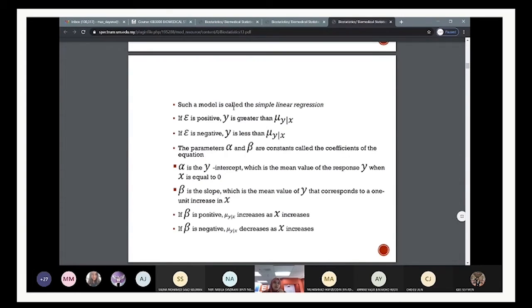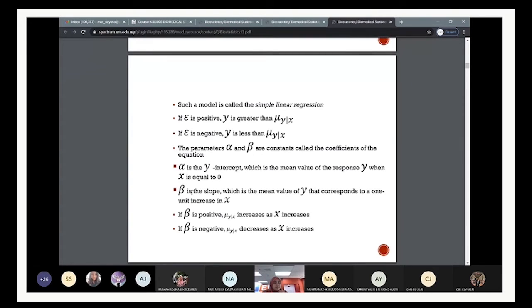So it means that if the error is positive, then y is greater than the predicted y value. If the error is negative, then y is less than the predicted y value. Okay, so the parameters alpha and beta are constants, called the coefficients of the equation. Alpha is the intercept on y, which is the value of y when x is equal to 0. Beta is the slope, like y equals mx plus c.